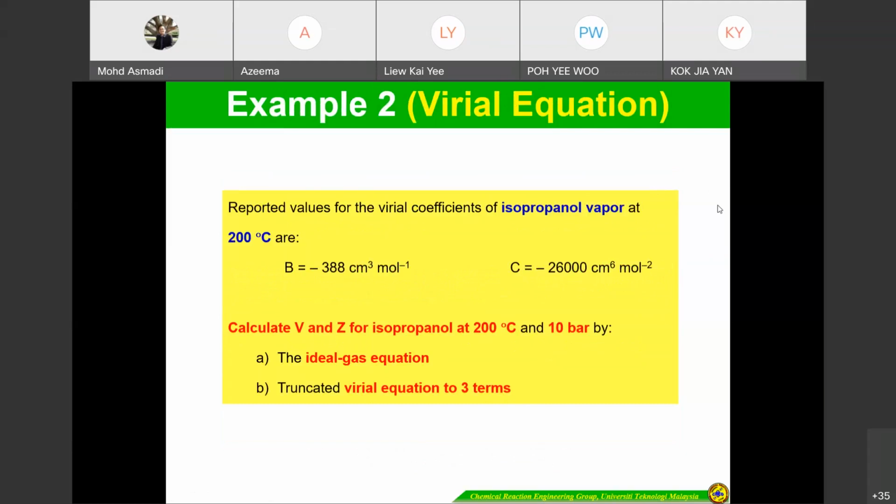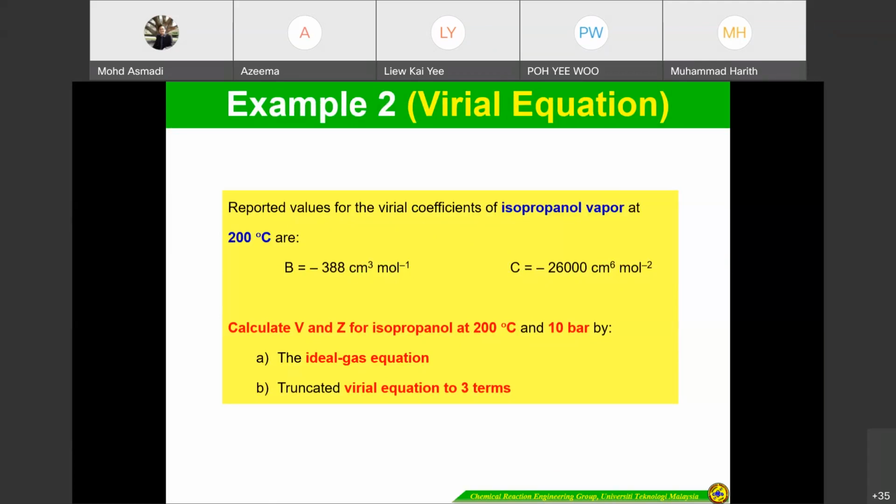Haris, Muhammad Haris. Which one is better for the volume calculation? Maybe the ideal gas. Why? Because the pressure is low. 10 bar? Yes, that's high. 10 bar is like pumping a bicycle tire. At high pressure, you have to use the virial equation.